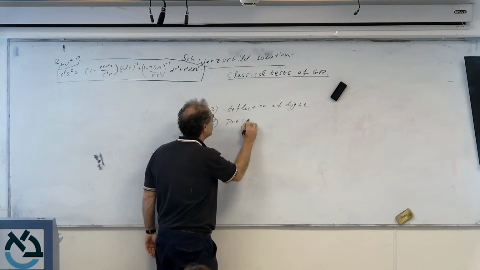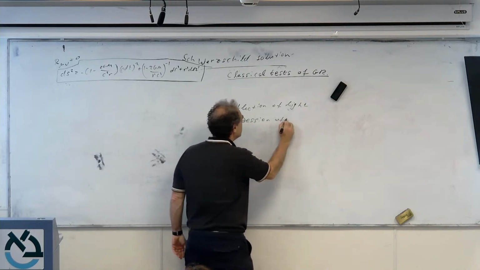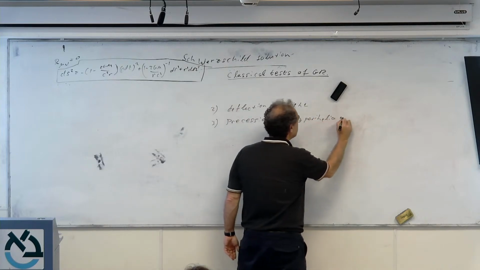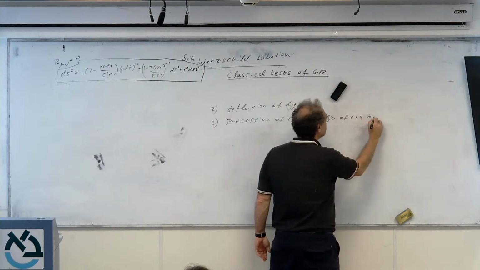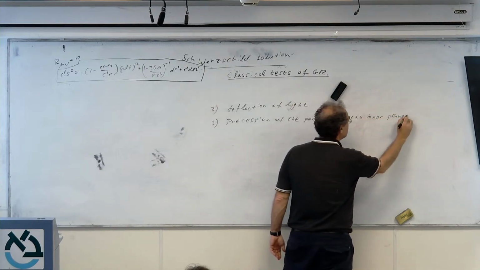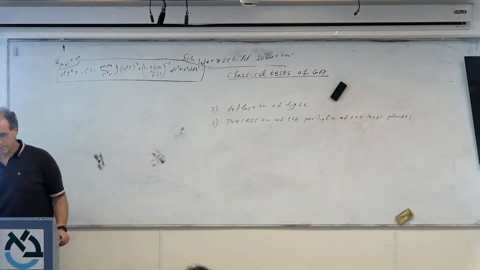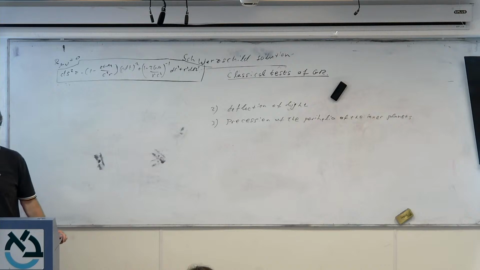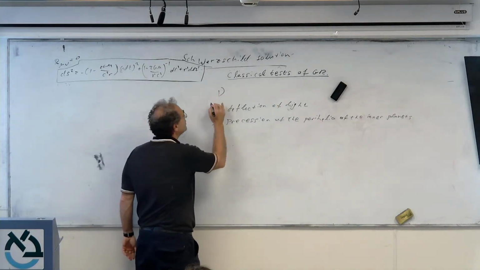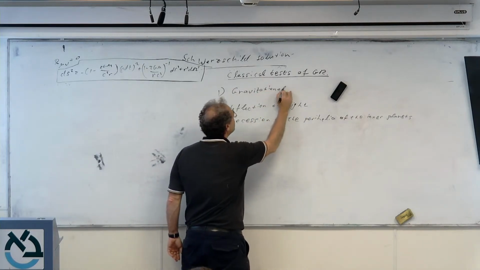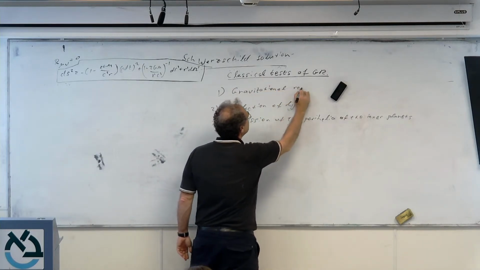Precession of the perihelion of the inner planets. There's another thing which we discussed. Dilation of time. Redshift. Right, gravitational redshift. So this is number 1, because this is something which we already discussed. Gravitational redshift.